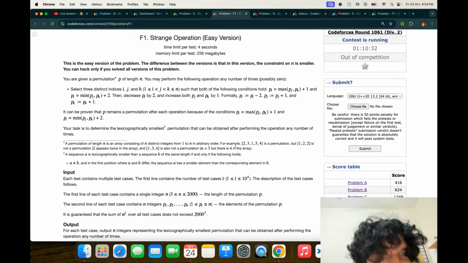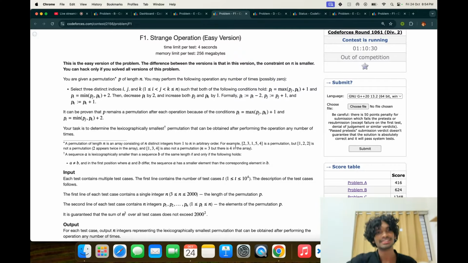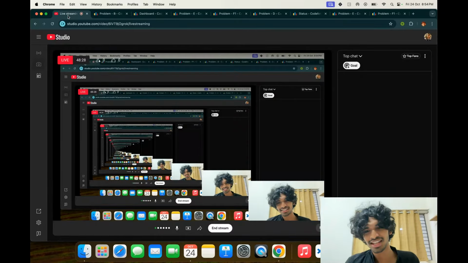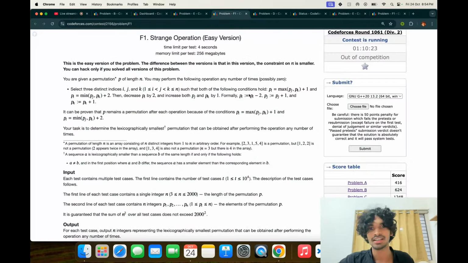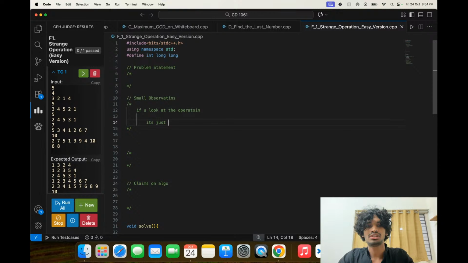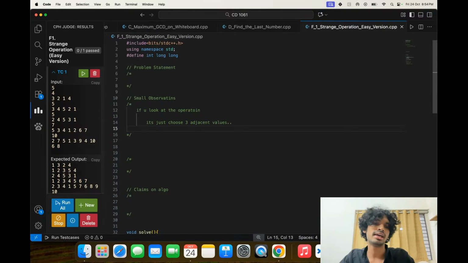I think I have solved this one, somehow. At least I have seen something nice in this one. What have I seen? If you look at the operation, it's just: choose three adjacent values, okay, and then swap x minus 1, x plus 1.